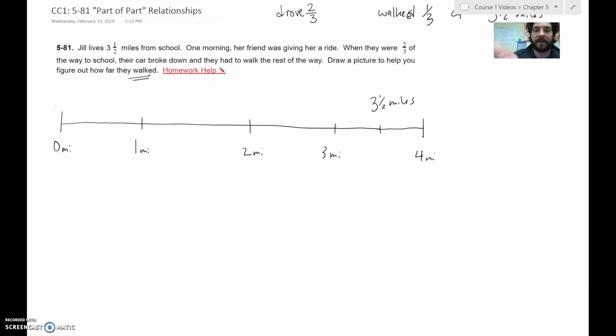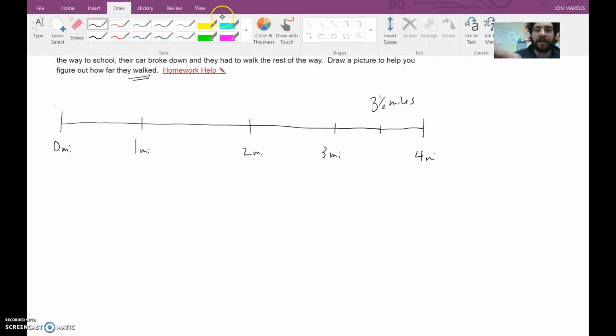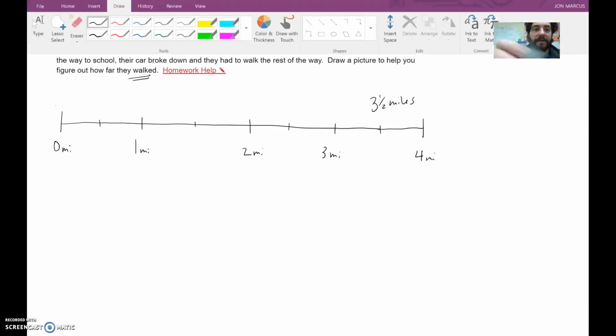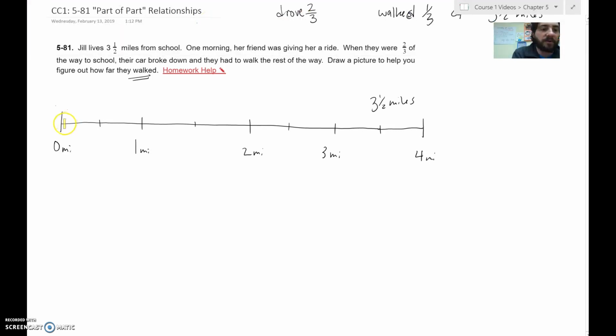All right. Now, if this mile is broken up into half miles, let's break everything up into half miles as well. So our number line is broken up into equivalent parts. So here is the total distance to school. They eventually got there, right? I know you guys were worried. Did Jill make it? They did. They ended up making it there.